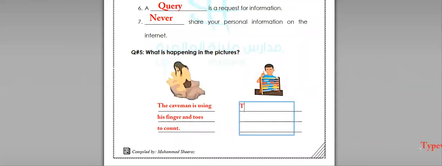Now in the second picture, the student is using an abacus. The student is using an abacus to count. Or we can say the student is counting using the abacus, or doing some sort of calculations.